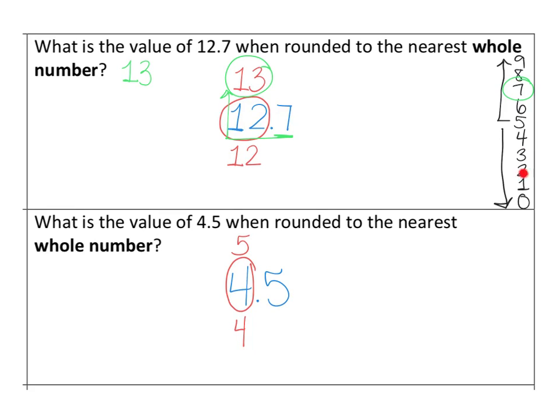So when we look at our number line here, 5 is here. So 5 or above, round up. So because this is a 5, my bossy neighbor says this number needs to round up. So 4.5 rounds up to 5. So our answer is 5.